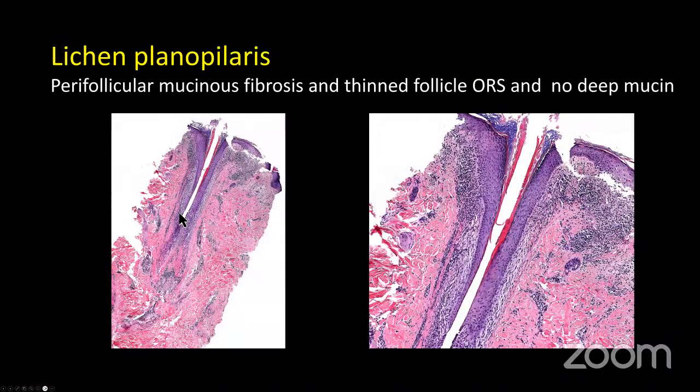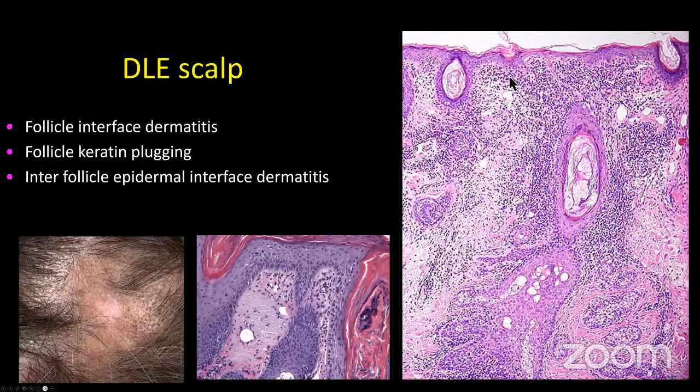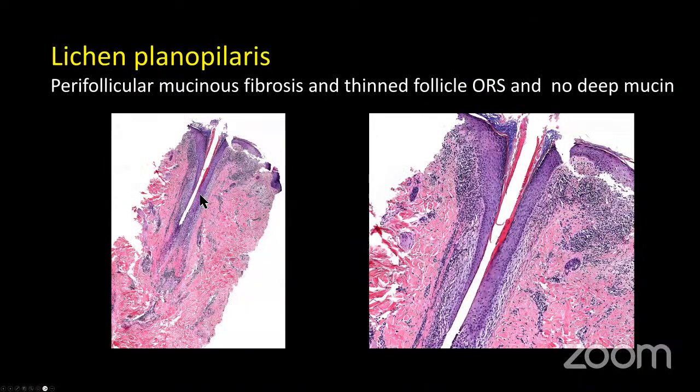Now, in contrast, lichen planopilaris will also have an interface reaction. So here, it is also going to involve the epidermis. It picks at the edges of the hair follicle. And here with lichen planopilaris, you have this very classic mucinous degeneration. So you get this light purplish edematous change to the adventitia around it. You get this classic thinning of the follicular root sheath.